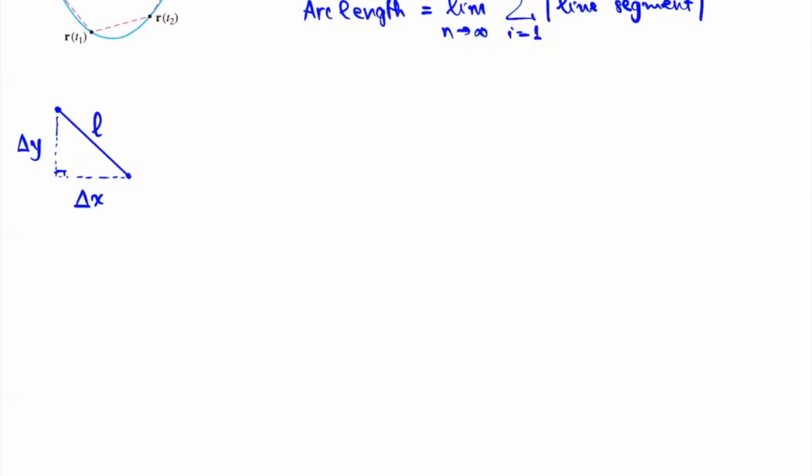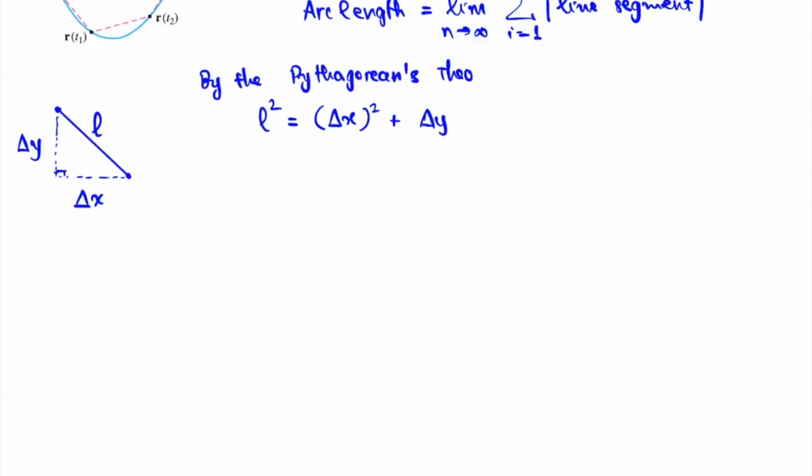So the formula for the distance between 2 points is actually derived from the Pythagorean theorem, right? So from this right triangle by the Pythagorean theorem, what do you get? You get L squared equal to delta X squared plus delta Y squared.